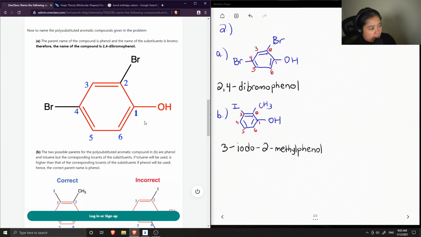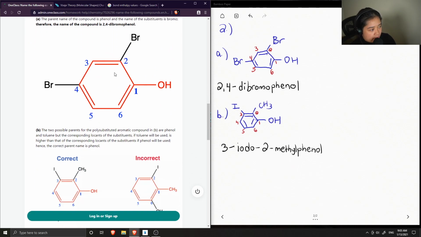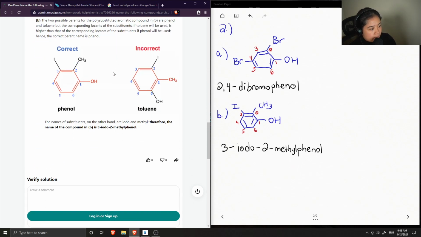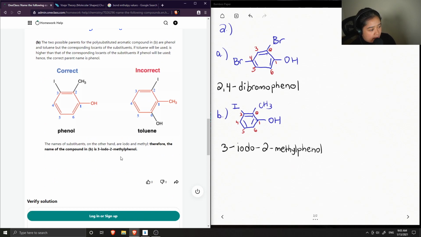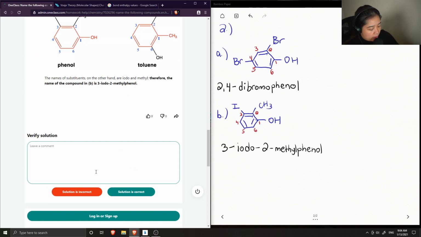Okay, so now they get into our question. So they said the name is 2,4-dibromophenol, which is correct. And for part B, they said it is 3-iodo-2-methylphenol. Yep. So this solution is correct.